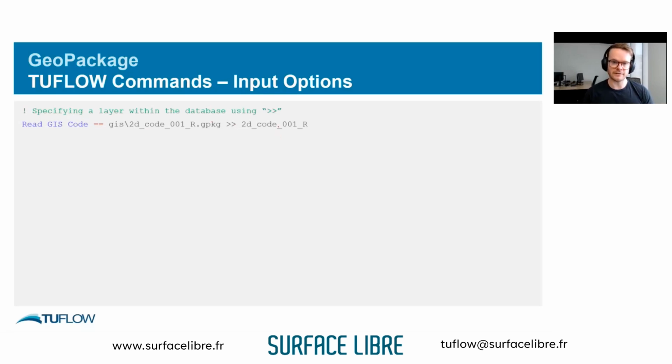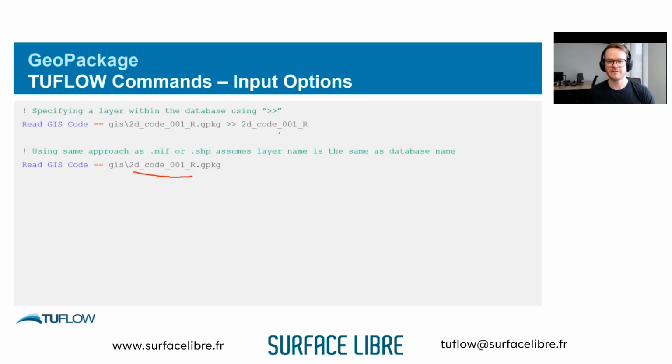If they are the same, you can reduce that command to just the database file, and TUFLOW will assume that this part of the name is the same as the layer it's looking for within the database. Same with the projection. When you're setting up a TUFLOW model, you usually tell it what projection you're using, whether that be shape, MIF, and now GeoPackage. So with this command, it's the same thing. You point to the database, and it would assume that there's a layer called projection in this case, or you can use this syntax up here on this command as well.